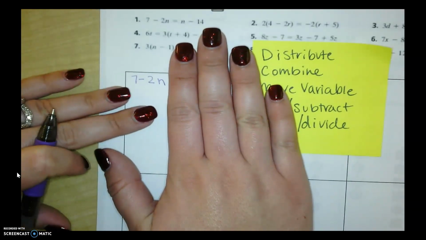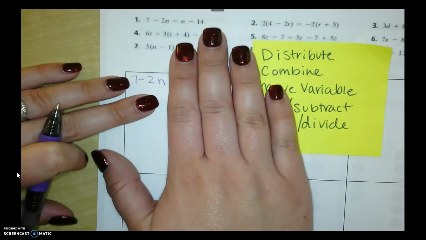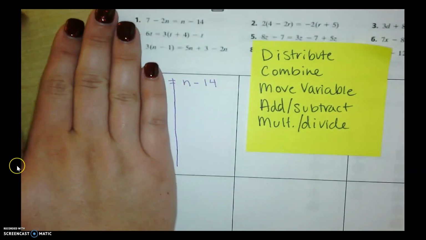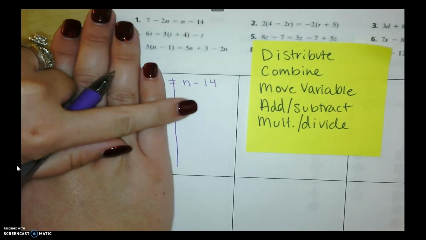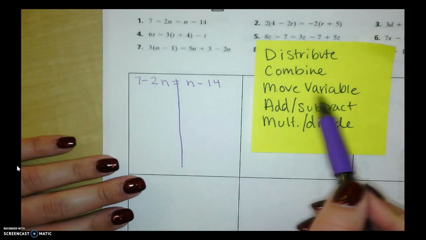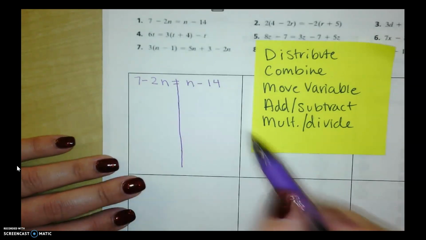So over here, do I have anything I can combine? I have a 7 and a negative 2n. Those cannot be combined. So I'm going to move over to the other side. I have a 1n and a minus 14, so those can't be combined either. So I'm moving down. I need to move the variable to one side. I do have 2 variables, so I do need to do that.